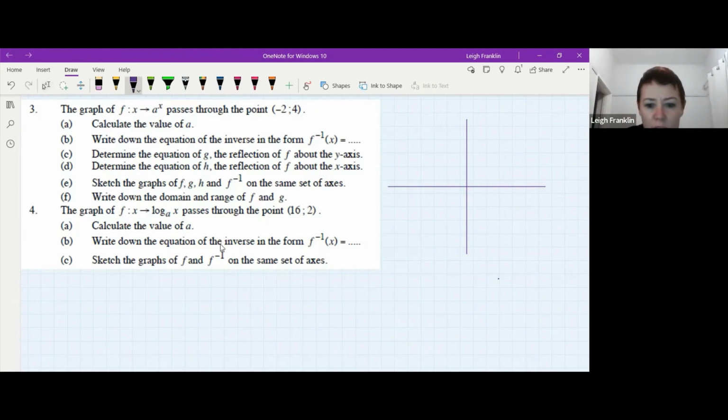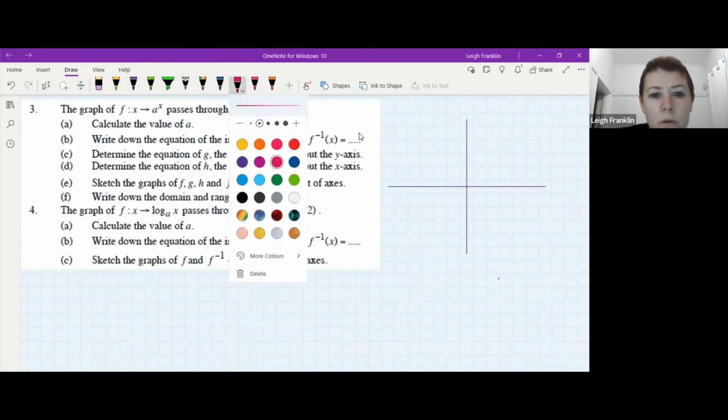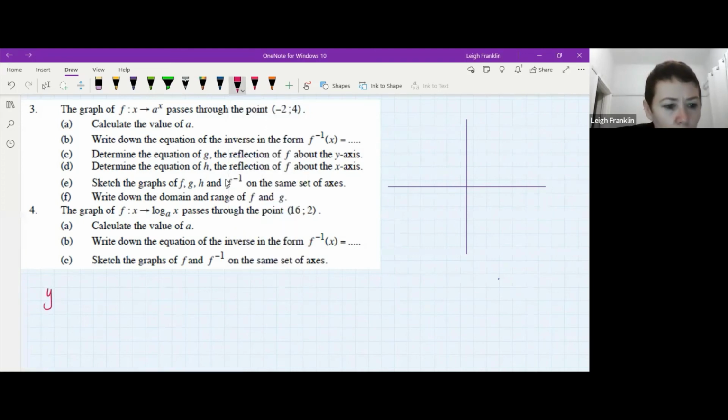Okay, Moronghoa, let's just double check that. Okay, so you also got the half. Okay, maybe that's why you're struggling to draw this. I'm not 100% sure, but you should have got that a was equal to 1/2, not 2. Okay, so let's start there. All right. So this is y equals a to the x.